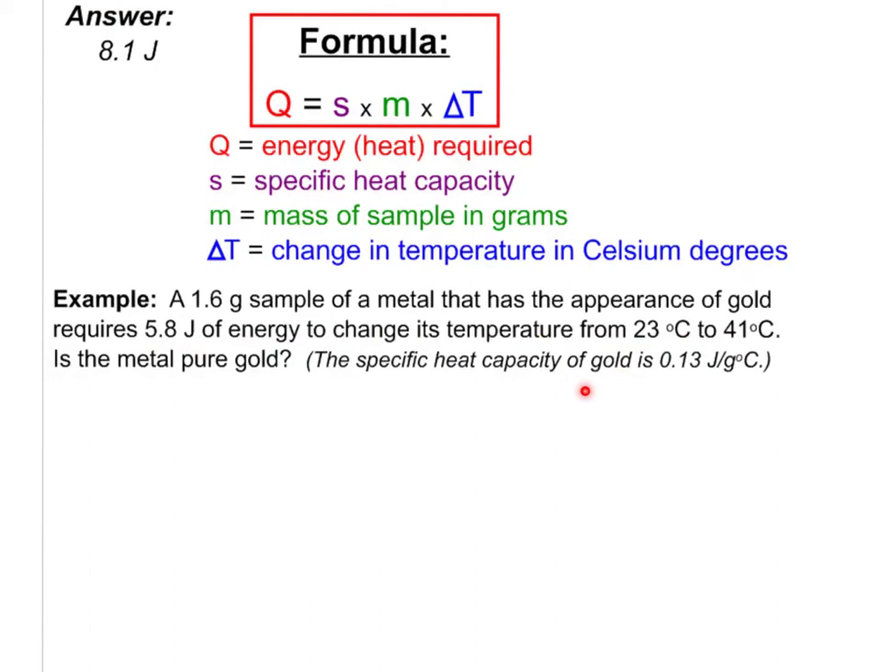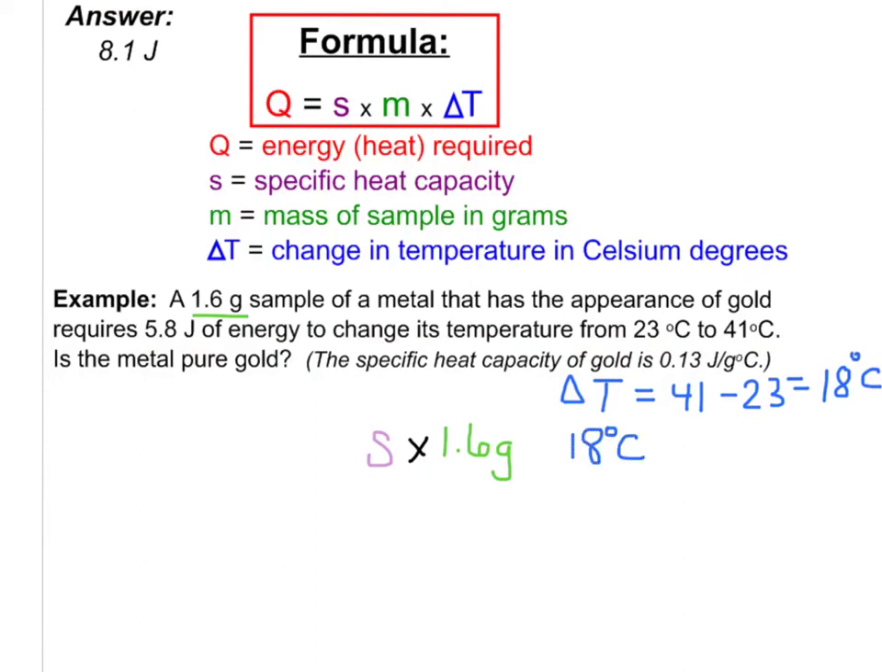So let's start with what we know. I know 1.6 grams is the mass. I do not know the specific heat capacity. That's what I'm looking for. So I'm going to put an S for the specific heat capacity times my 1.6 grams for the mass. I know that my delta T, my change in temperature, is going to be 41 minus 23. I'm raising the temperature from 23 to 41, so that's going to give me 18 degrees C for my change in temperature.